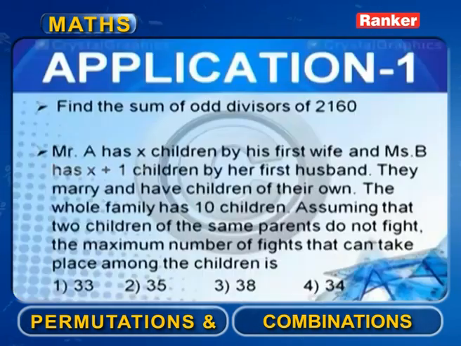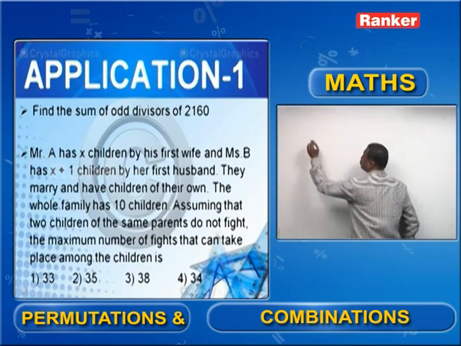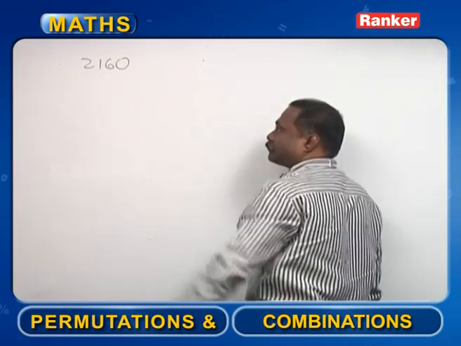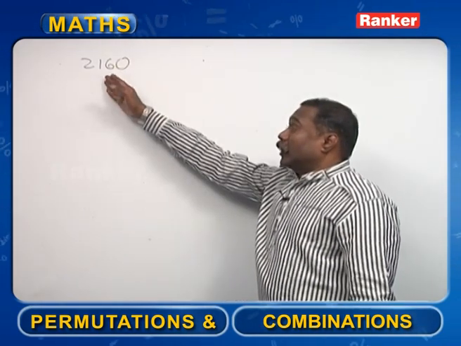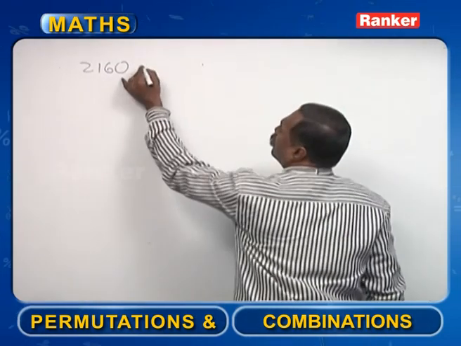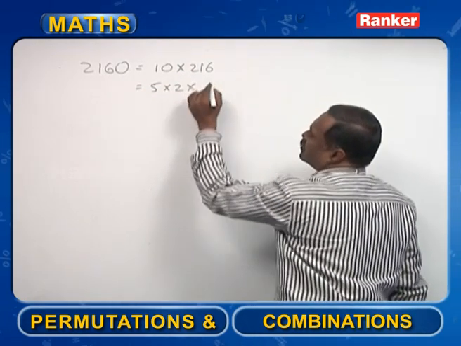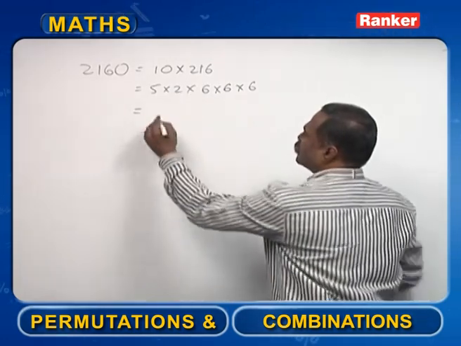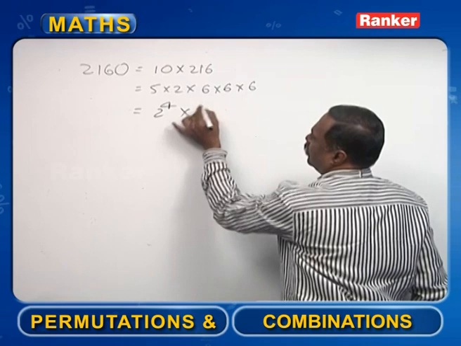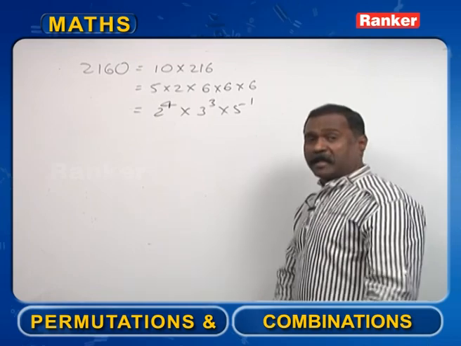First problem: find the sum of odd divisors of 2160. Whatever the number you take, it must be prime factorized first. So 10 into 216, 5 into 2 into 216 is nothing but 6 into 6 into 6. So how many 2's are there? 3 2's and 1 2. This is 2 power 4. How many 3's are there? It is 3 cube. How many 5's are there? Only 5. Now it is prime factorized.